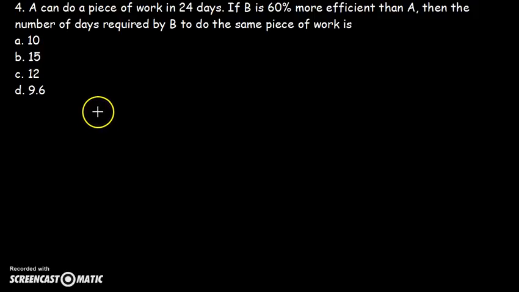So by efficiency, we should understand that efficiency is given as work done by time taken. So to finish a particular work, how much time does a person take, and this parameter is nothing but the efficiency. So you can understand that here in this case the work is same. In fact, you can write it as efficiency into time taken is something which is constant, and this constant is nothing but the work here.